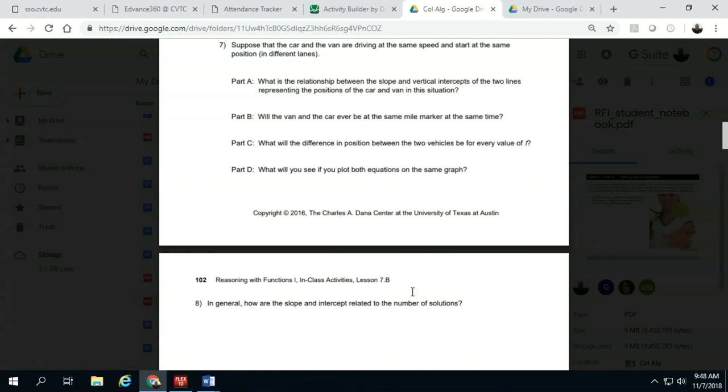Will the car and the van ever be at the same mile marker at the same time? Yeah. Every single one of them, right? Lots of times. An infinite number of times. Check out these notes. What is the difference?